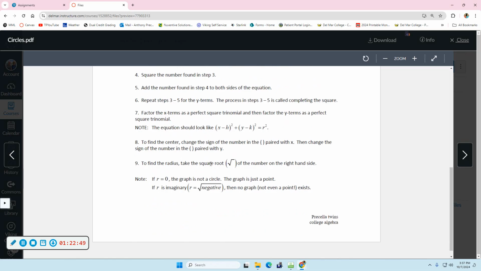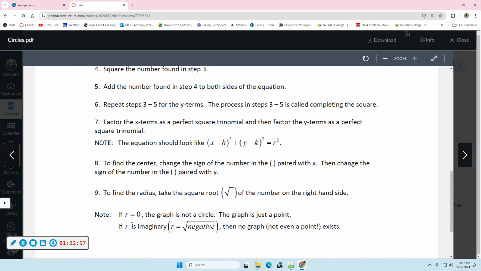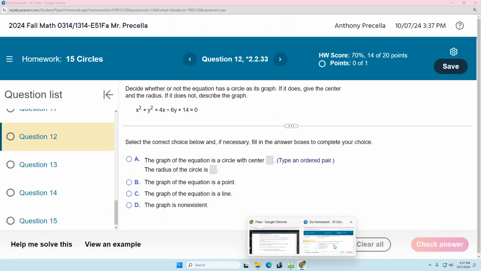To find the radius, you take the square root of that number on the right side. Notice, I'm going to blow this up a little bit. Notice, if r is 0, you have your center point, but you can't go up, down, left, or right. So the graph is just the center point. If you take r and you get the square root of a negative number, if you get imaginary, there's not even a center point. So keep that in mind. You still have to write the equation in center radius form to determine if you have one of these special cases. After everything I've been talking about, watch this not be a special case.